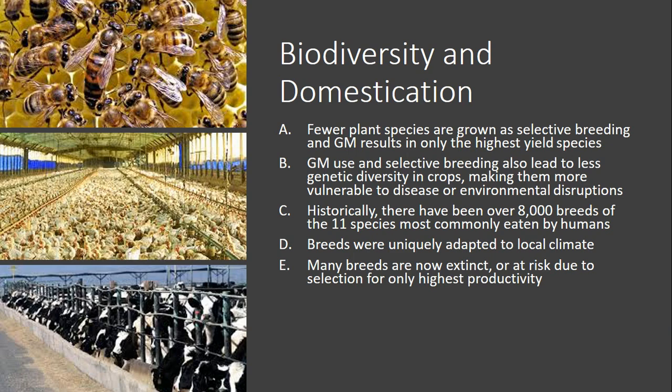Another factor that plays a role in biodiversity, especially when talking about agricultural purposes, is domestication. We actually see fewer plant species tend to be grown, and that's due to selective breeding as well as genetic modification. And we tend to use those two pieces to try and produce a higher yield species. But as a result, we tend to lower the variation since now we're only selecting for those desired characteristics at this point.